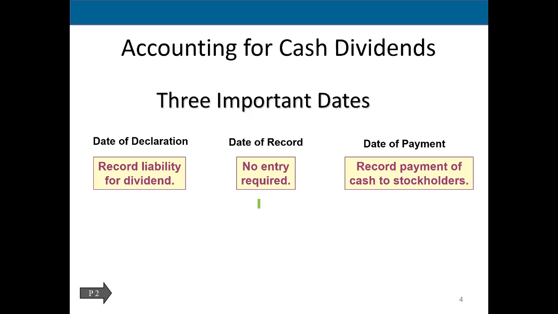And of course, remember that stocks, for a publicly traded company, could be bought and sold all the time. And they're not being bought and sold from the company necessarily. Most of the trading is going on between investors. So the question is, who gets the dividend? If they're trading the stocks all the time, it's going to be whoever owned it as of the date of record. And then we have the date of payment, when of course the cash goes out at that time.